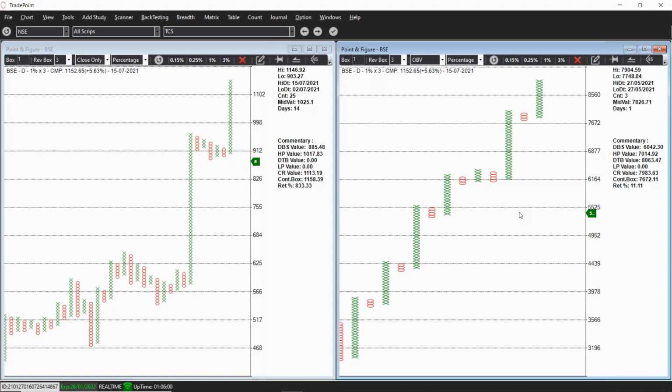Now we have to understand another thing. The box value here on the OBV chart is kind of tricky. It behaves differently on different instruments.